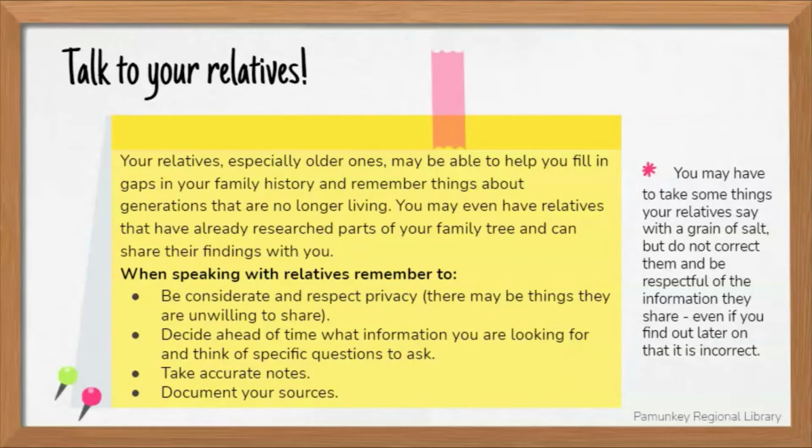And then just a note to the side here is you may have to take some things that your relatives say with a grain of salt, but don't correct them, obviously. Be respectful of the information that they're sharing with you, even if you find out later on that it's incorrect. But if you're hearing something that you've never heard before or sounds a little suspicious, still document it, but you may find out later that not everything everyone remembers is true. It just might be the way they remembered it, might have happened differently for them. You never know. Just be respectful and keep that in mind.